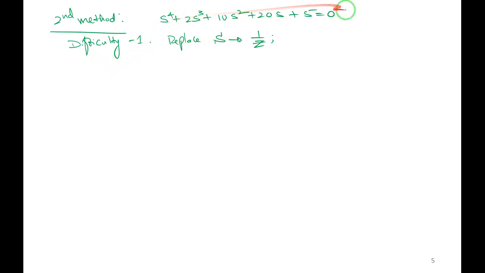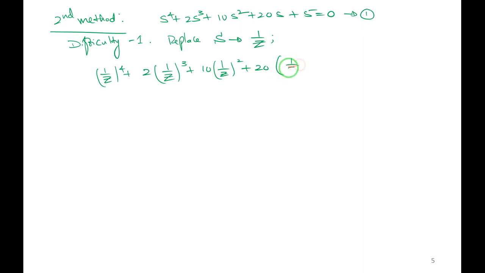Call this equation 1. Replace s by 1 by z in equation 1: 1 by z whole to the power of 4 plus 2 into 1 by z whole cube plus 10 into 1 by z whole square plus 20 into 1 by z plus 5 equal to 0. So multiply throughout by z to the power of 4.